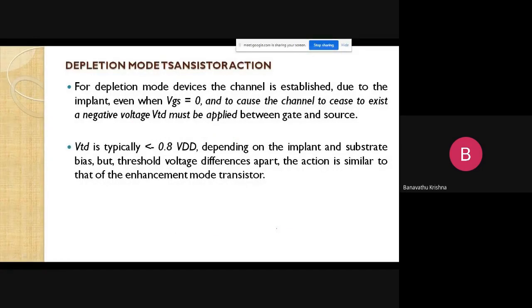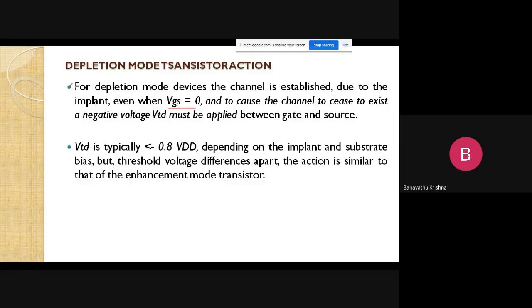Simply, he says something about here. A depletion mode means the channel is already in a depletion mode device, even with VGS equal to 0. But we know that there is a slight amount of voltage applied at a gate that will be greater than the threshold voltage. Then only the device converts into depletion mode. But he says here the device is already in depletion mode, even with VGS equal to 0, right? That will occur at the manufacturing stage, right?